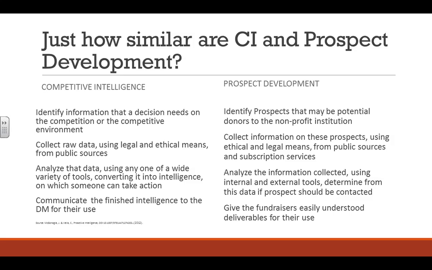Ethical and legal means to do so, and we do this from public sources and subscription services that we utilize. Then we analyze that information about those prospects using some of the internal and external tools that we have. After we've identified and researched them, we need to determine: should they move on? Should we be referring them to a development officer or a fundraiser? Or should that be somebody that the fundraiser is talking to if it's a prospect that's already in their pipeline?